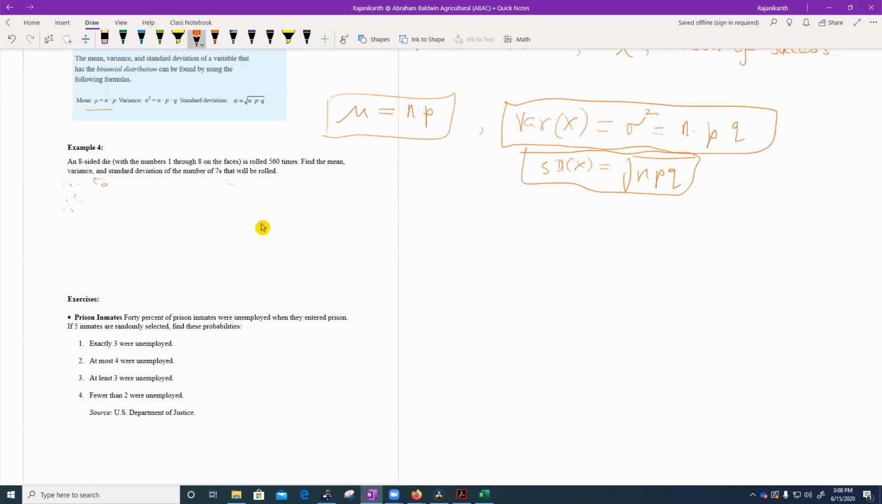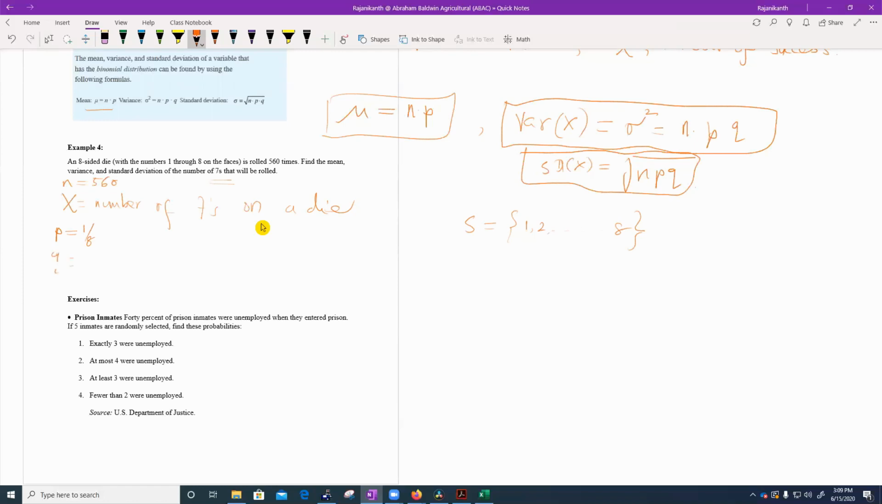Therefore, the x is nothing but the number of sevens I'm getting on a die. So this is my x. Okay, so then what is little p here? Little p is the probability of success for a single trial. When you roll a die once, what is the probability of getting number 7? So that is 1 out of 8, right? Because there are 8 possibilities, so my sample space for this problem is any number from 1 all the way to 8, right? But you are looking for number 7. For each trial, you have only 1 out of 8. So this is my little p.